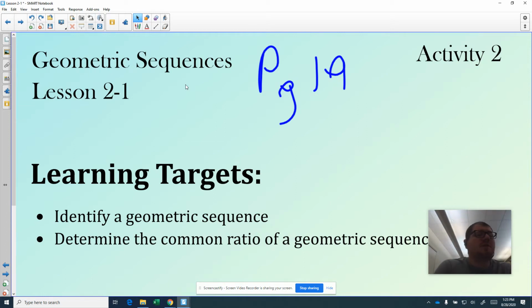Today we're going to talk about geometric sequences. If you open your book to page 19, you will see this lesson. First and foremost, we're going to be talking about how to identify a geometric sequence, basically the difference between that and an arithmetic sequence, as well as determining a common ratio within a geometric sequence, okay? Big thing about today is we're going to be discussing a lot of this information and how it pertains to an arithmetic sequence, as well as what the differences are between a geometric and an arithmetic sequence, okay? So let's go ahead and get right into it.